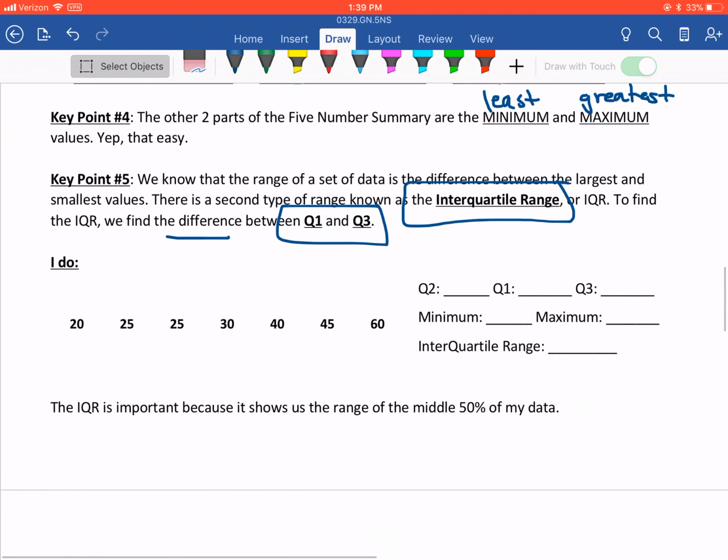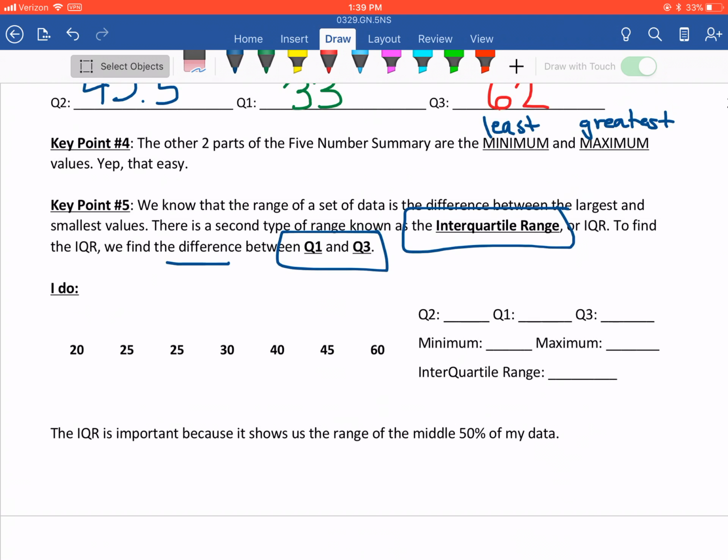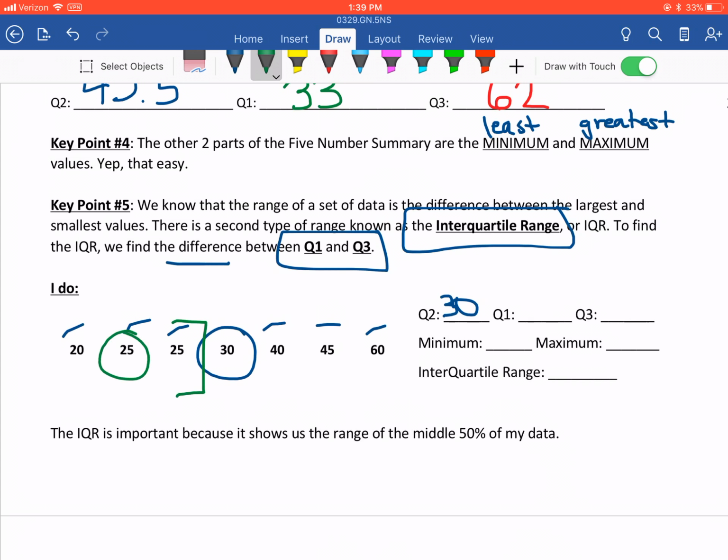So we're going to do one together, and I'm going to describe to you how to find the IQR, and then you're going to have some practice ones for homework. So first thing we need to do is find Q2, Q3, Q1, all those things. These numbers are already in order. Get rid of 20, 60, 25, 45, 25, 40. All right, so this one, Q2, is 30. For Q1, all the numbers that are less, the one in the middle is 25. And for Q3, we should have 45.